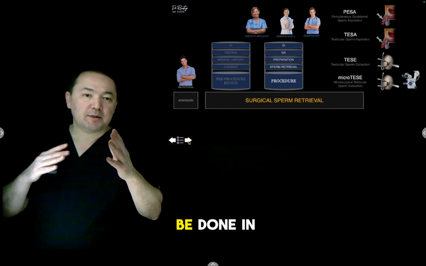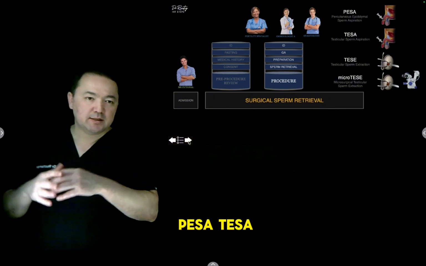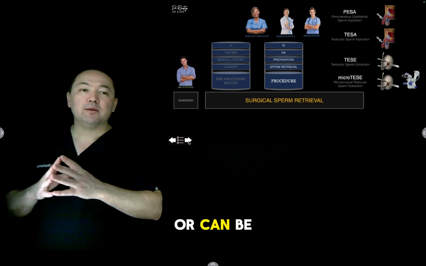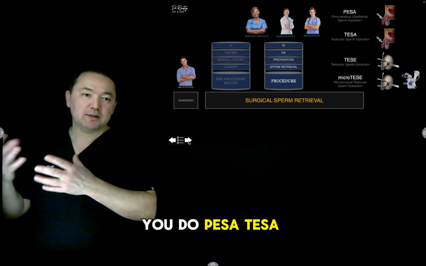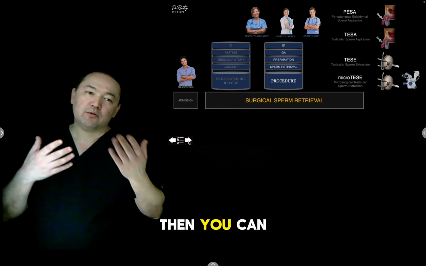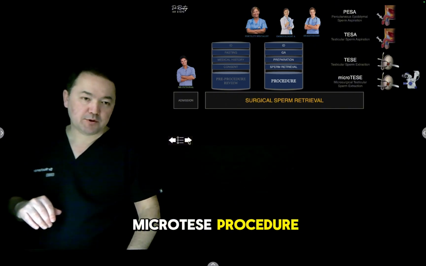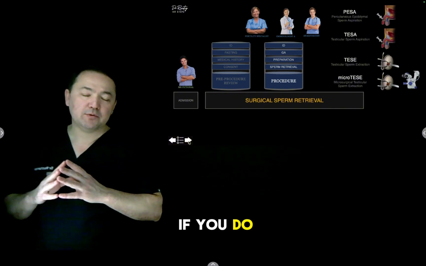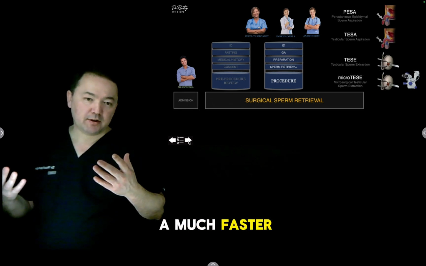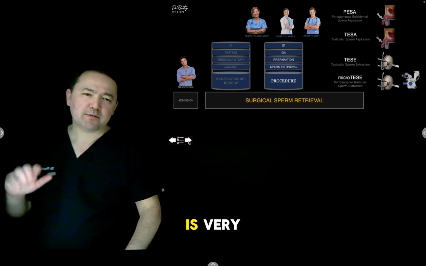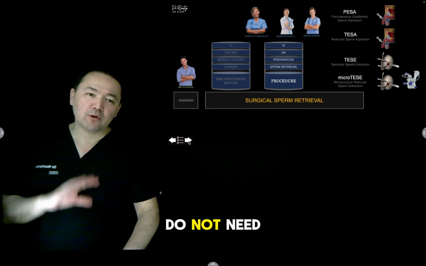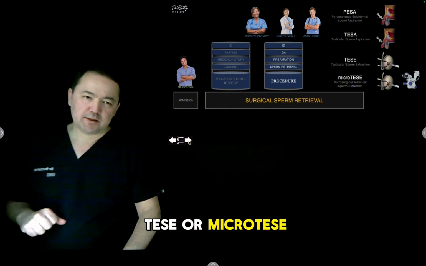These things can be done in one stage, where you do PISA or TISA, and if you can't get the sperm, then move to do TZ or micro-TZ. Or it can be done in 2 different stages. You do PISA, TISA. If you can't get sperm, then at a future date, you can do a TZ or micro-TZ procedure. The difference is if you do just aspiration, which is PISA or TISA, then you have a much faster recovery. And generally, PISA and TISA are very, very effective. Most patients with azoospermia do not need TZ or micro-TZ.